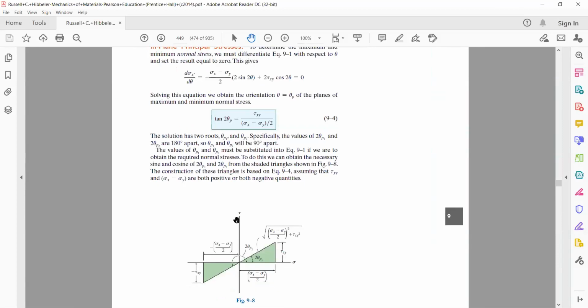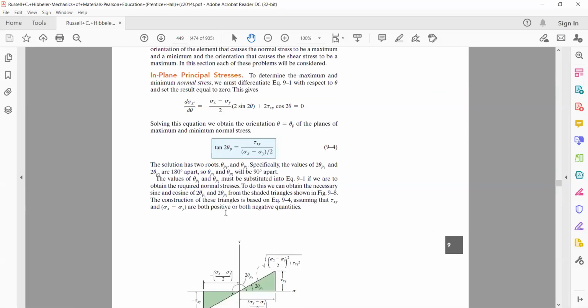Now there are principal stresses, which I think I will be doing in the next class. Principal stress we will talk about in the next class. That is the last portion of this stress transformation. Then we'll go to the strains. Thank you.